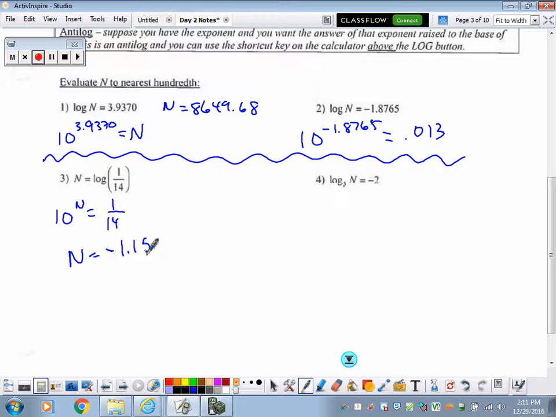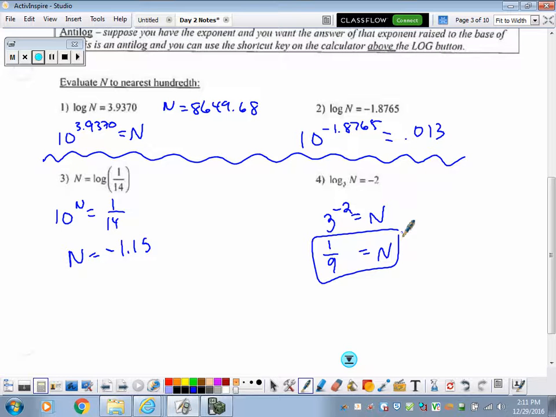But in number 4, I don't think we need a calculator there. I hope we don't need a calculator there. We write it in exponential form. 3 to the negative 2 power is equal to n. 3 to the negative 2 power is 1/3 squared. 1/3 squared is 1 over 9. So n is equal to 1 over 9.